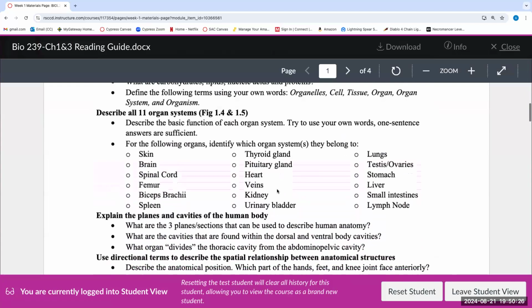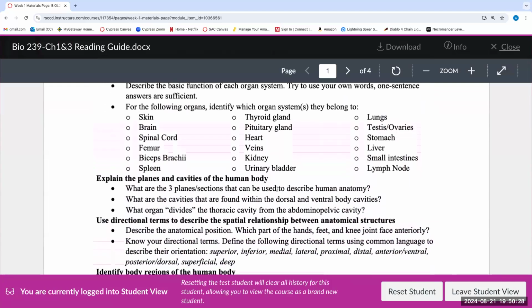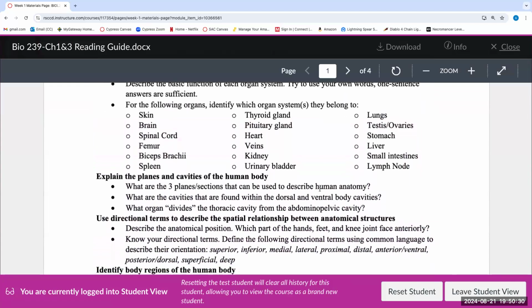These study guides, a lot of students don't pay attention to these, but these might be some of your questions, like what are the 3 planes of the human body? You can see that question right here. We're going to talk about that in lecture. I don't have time to cover all of these, and I'm going to say, review your reading guide, because this is fair game. So the reading guides are really your study guides to prepare for the exam.